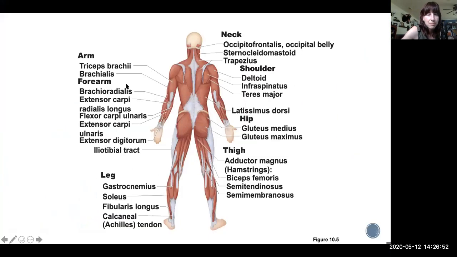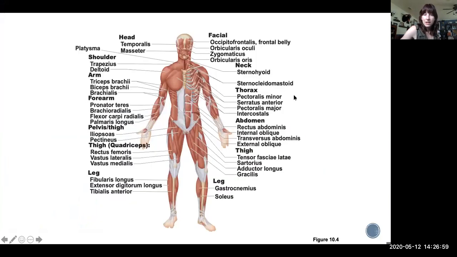At least not that I need you to memorize. So the triceps brachii is on the posterior side of the upper arm, and the biceps brachii is the superficial muscle of the anterior side of the upper arm. Then the brachialis is just deep to the biceps brachii, on the anterior side. And then the deltoid is, of course, superior and on the lateral side of the arm.